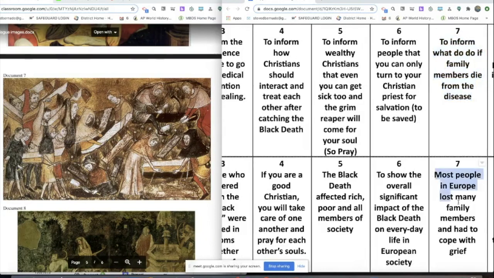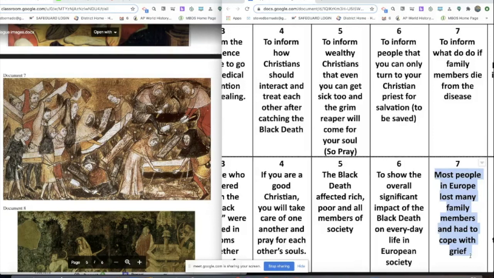Now, what's the message here? Highlighted in blue. Most people in Europe lost many family members and had to cope with grief. This is how they dealt with it. Okay? They were influenced by the Christian church to perform Christian traditions and bury their family members themselves in the Christian tradition, coffin and burial. Okay? Powerful influence of Christianity on the everyday lives of European people who lived during the Black Death.